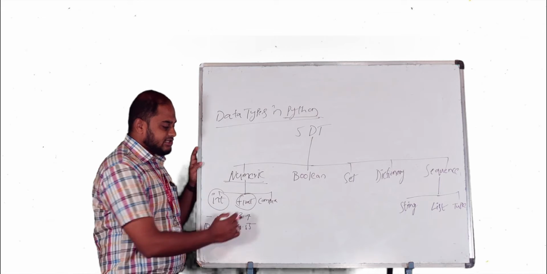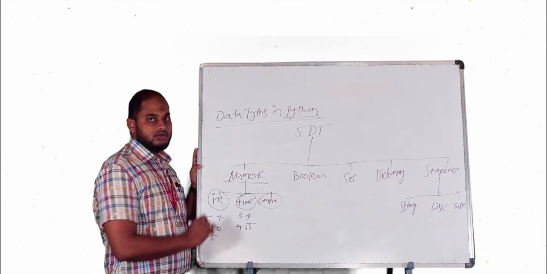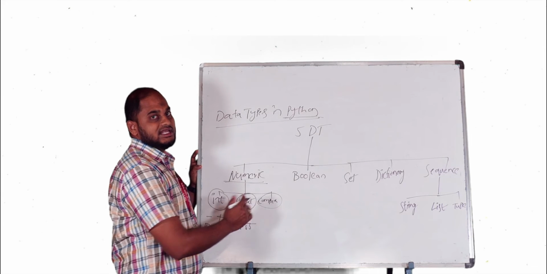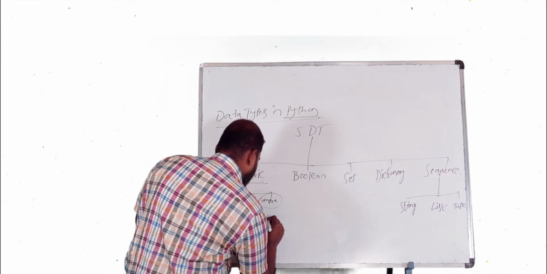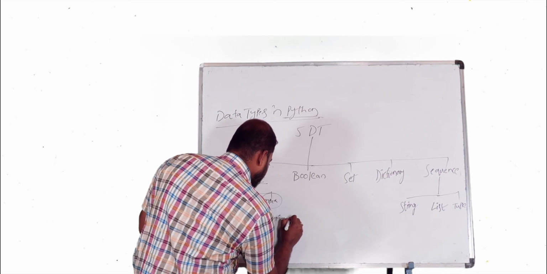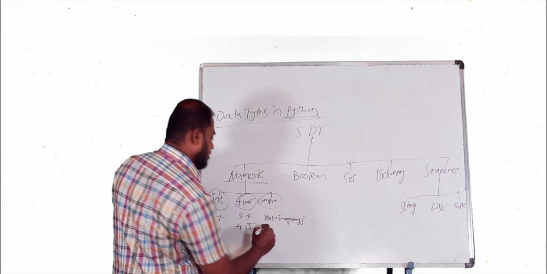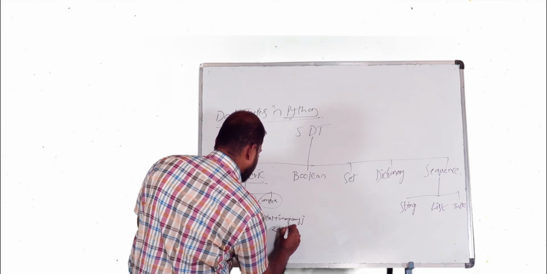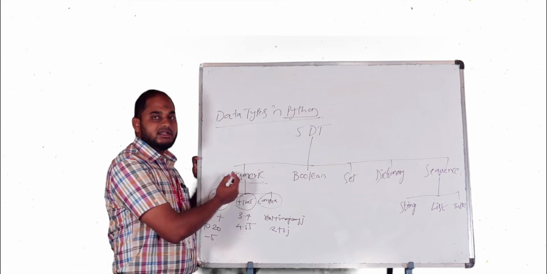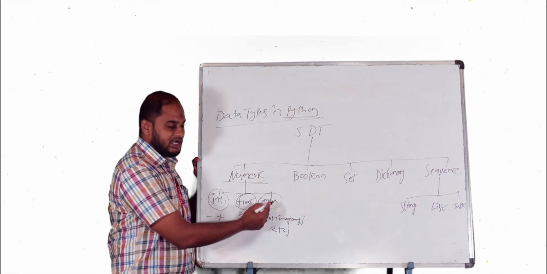Coming to complex. Complex is also a data type used in Python programming language which comes under numeric, and complex takes a combination of real as well as imaginary part. For example, 2 plus 3j. These are the 3 data types which come under numeric: first one is integer, second one is float, third one is complex.